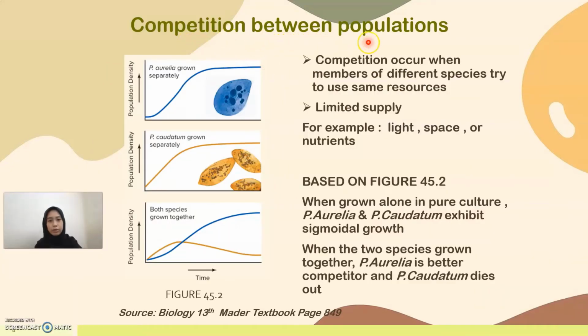Next, competition between populations. Competition occurs when members of different species try to use the same resources, such as light, space, or nutrients, that are in limited supply. If the resources are not in limited supply, there is no competition. Based on this figure, when grown alone in pure culture, Paramecium aurelia and Paramecium caudatum exhibit sigmoidal growth, while when the two species are grown together, Paramecium aurelia is the better competitor and Paramecium caudatum dies out. This shows that both species attempted to use the same resources, which led to competitive exclusion.